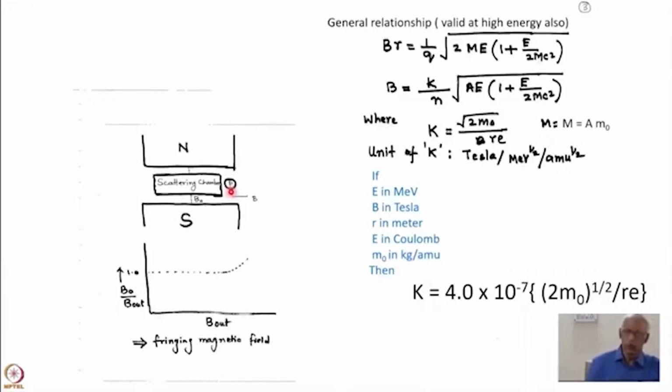And that is because of the fringing magnetic field. If you want to decrease this fringing, then either the pole length has to be much bigger, so that in the region of the ion beam the field is very uniform, and this has to be taken care of.